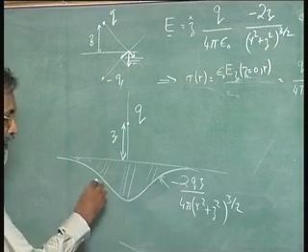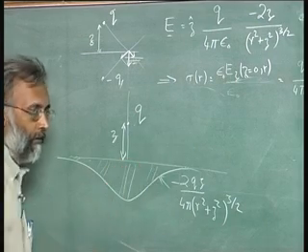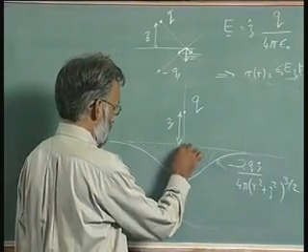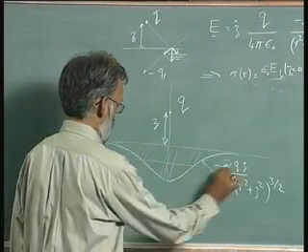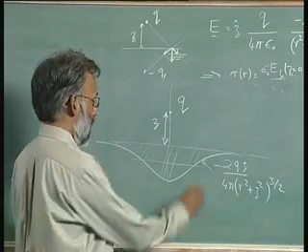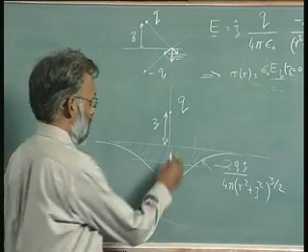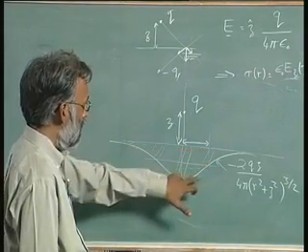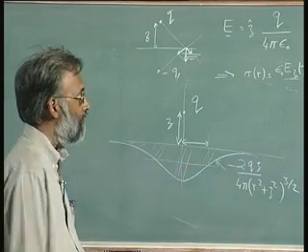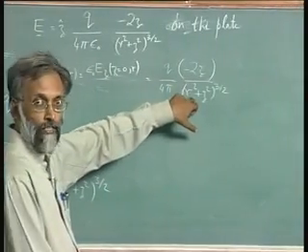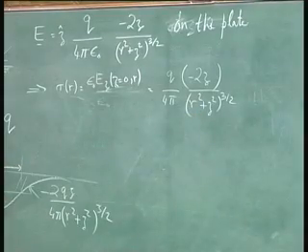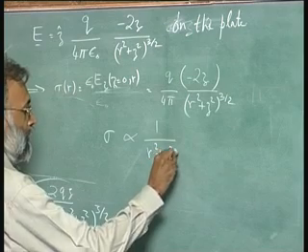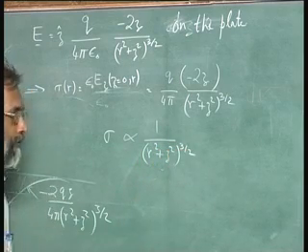If I asked how much distance do I have to go in r before the induced charge drops to half its value, this is the maximum value, I will take half its value and draw a line. And then I ask how much is this distance. I would like to know this distance, which is the distance at which the induced charge becomes half. Well, if we look at this expression, we know that sigma is proportional to 1 over r squared plus z squared to the power of 3/2.